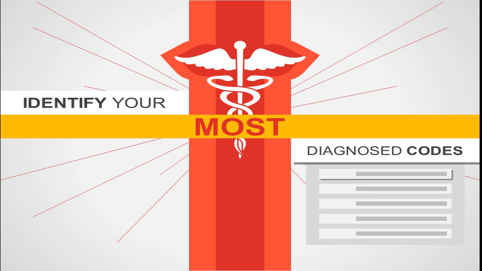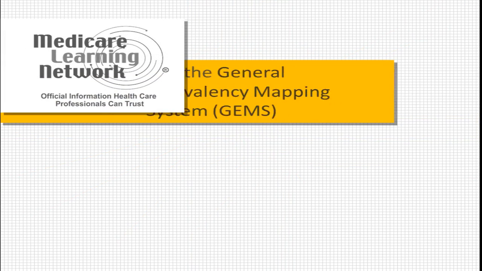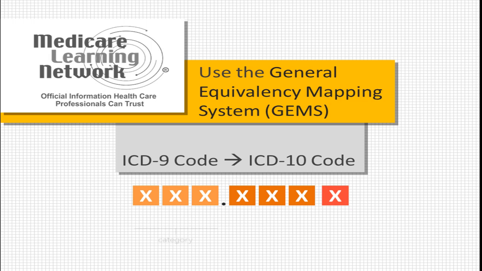A couple of the ways that we would suggest that you convert these codes: you could either do so manually using code books, which could be quite tedious and take quite a bit of time, but it is possible. Another way would be to use the GEMS, the General Equivalency Mapping System, where you take your ICD-9 code and translate it one-to-one into an ICD-10 code. The only issue with the GEMS translation is that more specific ICD-10 codes don't exist in ICD-9, so making a direct translation, sometimes you won't get the more specific ICD-10 code.